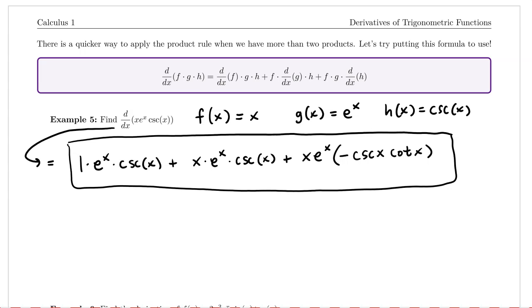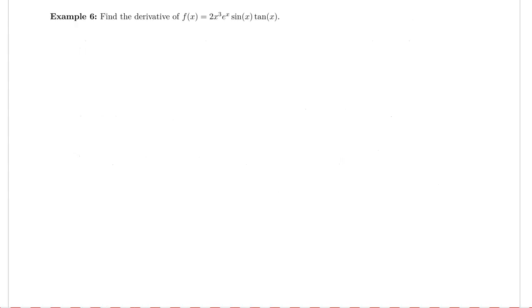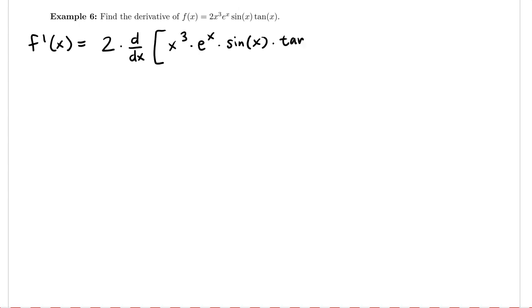Example 6 says find the derivative of f of x, which is equal to 2x cubed times e to the x times sine of x times tangent of x. Now we have the product of 4 functions. One thing that will make our life a little bit easier, though, is I can factor out the 2, since that's a constant, and then I can take the derivative of the remaining functions, which is x cubed times e to the x times sine of x times tangent of x, and we would apply that same formula that we had on the previous page.